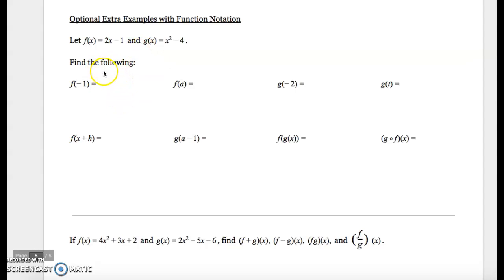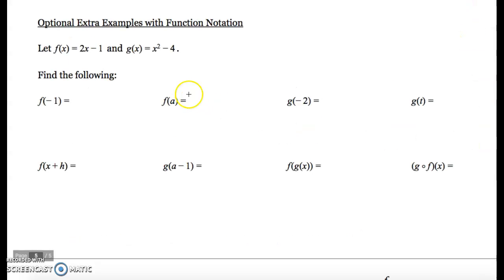All right, so let's find the following. I think I might have to zoom in a little bit more, so let me adjust my screen if necessary. Okay, so with this, we want to find f of negative 1. So I'm going to go ahead and just plug negative 1 into my equation. So it'll be 2 times negative 1 minus 1, which equals negative 2 minus 1, which equals negative 3.